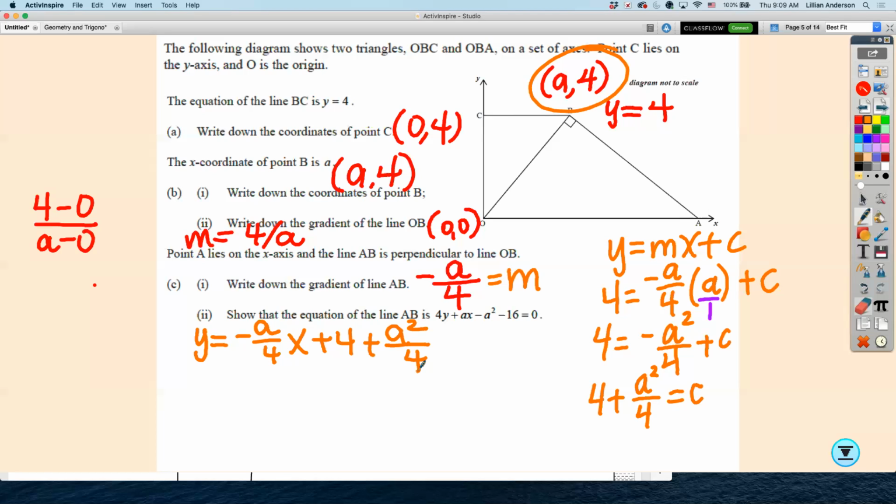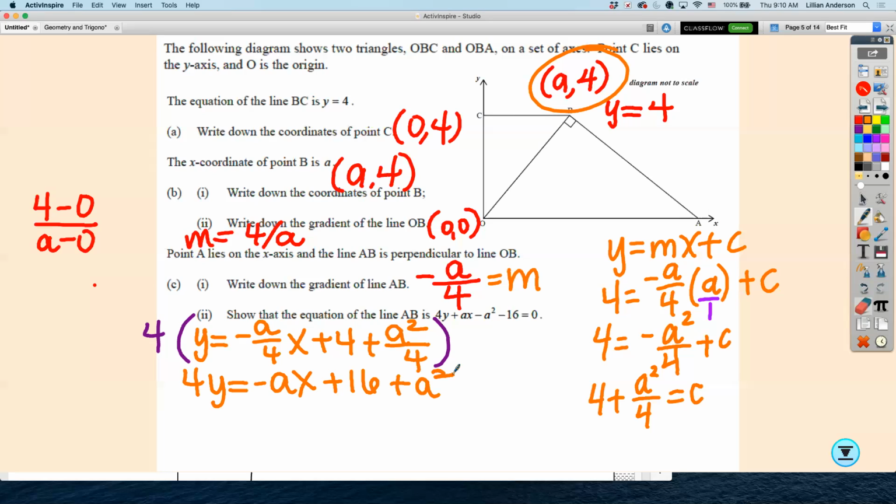Now it says specifically I have to show that it's this equation. So how can I transform what I have now into that equation? You have to get rid of fractions, so you have to multiply by 4. I have to multiply everything by 4 to get rid of the fraction. So that becomes 4y equals negative ax plus 16 plus a squared. Exactly. Because you multiply by 4 to get rid of those denominators. So that negative ax stays, that a squared stays, and that 4 turns into a 16.